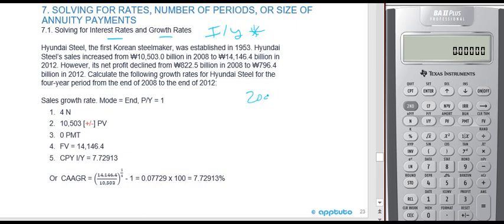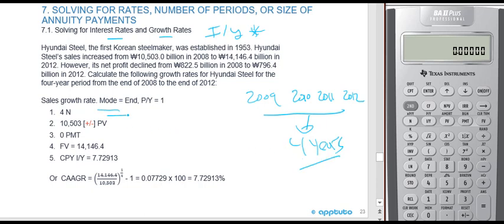So that would have been 2009, because it's the end of 2008, 2010, 2011, and 2012, the end of 2012. So that's going to be 4 years, first of all. Okay, that's important. And so it says here, calculate the sales growth rate. So that's not too difficult.